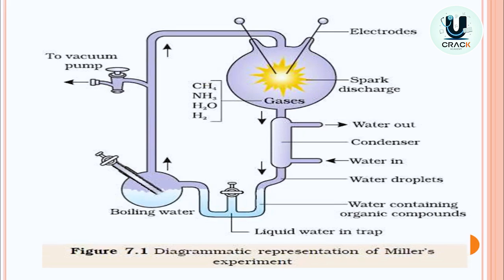If you take here, this is a good example, this is a Miller experiment. You can see here the boiling water point, and then when it boils, you can see the liquid water into trap, and then water containing organic compound.